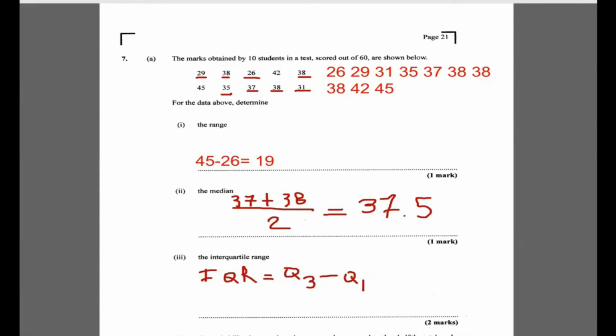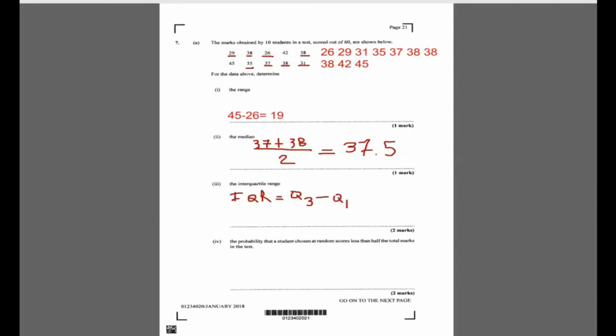What is next? Then they said, find the probability that a student chosen at random scores less than half the total marks on the test. Now, first and foremost, out of the 10 persons, probability that they score less than 50%. The probability the score is less than 50% is equal to the total number of students that get less than 50%, which is 1, 2, out of 10 students.